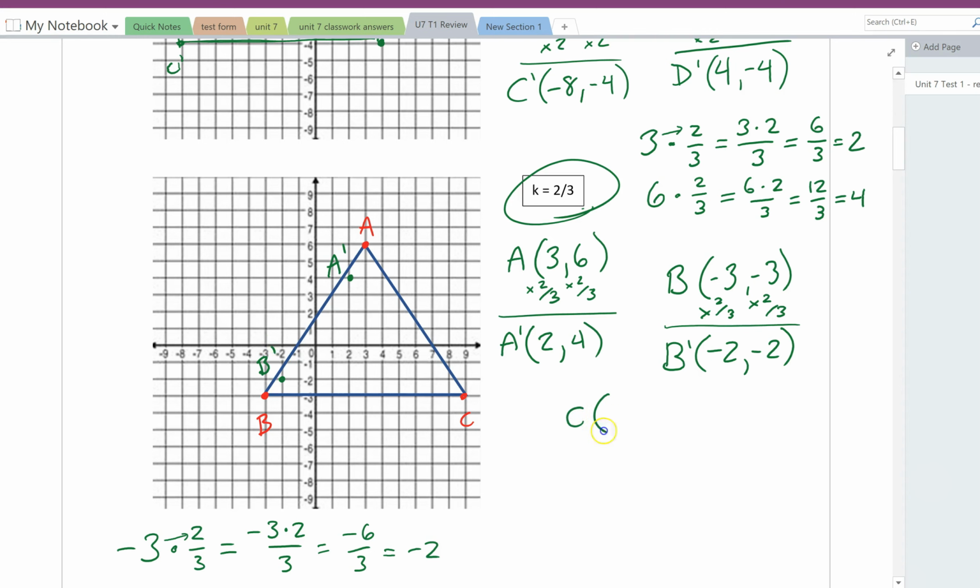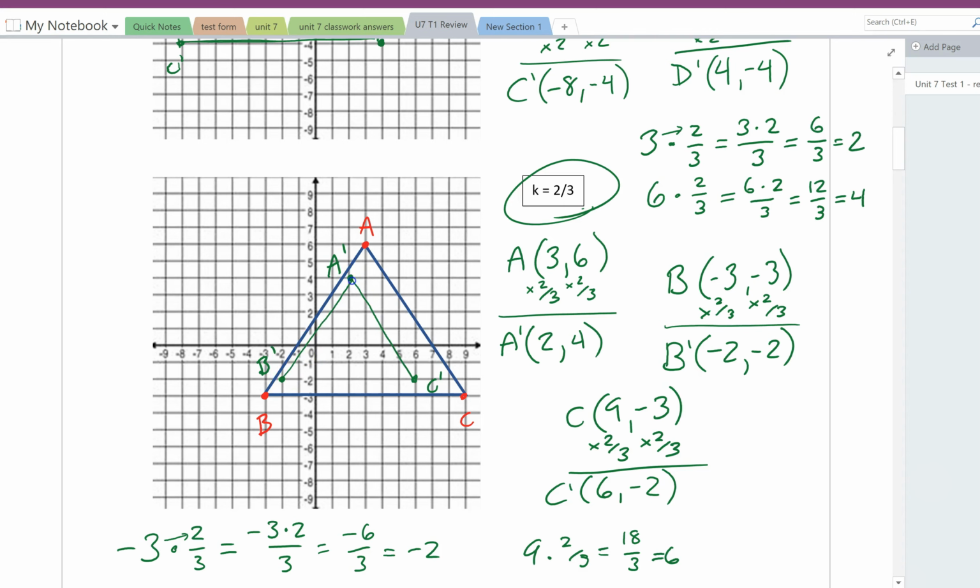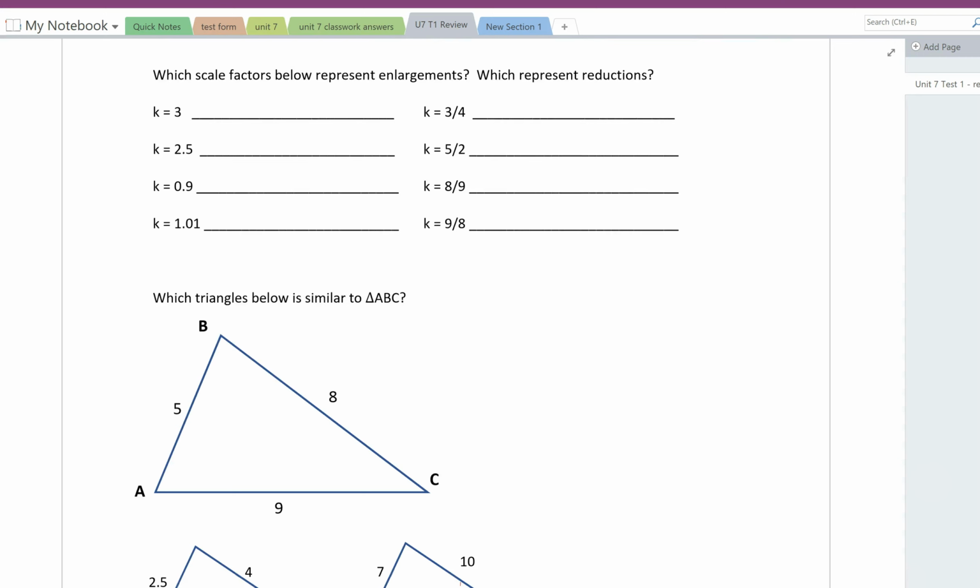And then C is way out at 9, -3. Multiply both of those by 2/3. 9 times 2/3 is going to be 18/3, which is 6. So C prime is going to be at 6. I already know -3 times 2/3 is -2. So C prime is at 6, -2. And so I'm going to draw in my triangle here. I'm just going to do a rough sketch. And there you go. All right, turn to the next page.